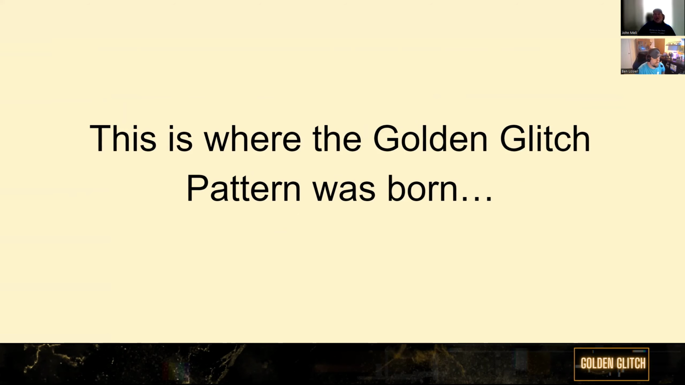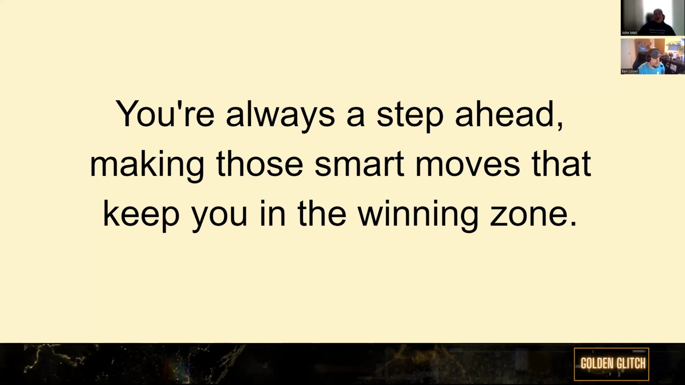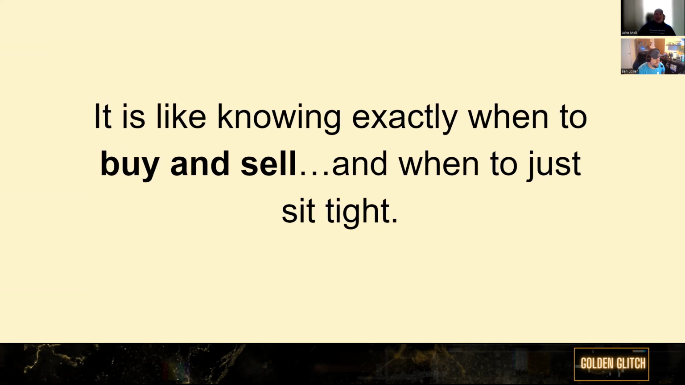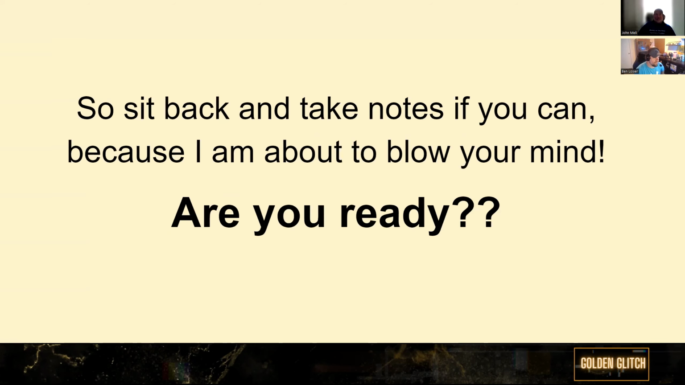This is where the golden glitch pattern was born. It's like having a secret playbook that predicts the big banks' trades. You're always a step ahead, making these smart moves that keep you in the winning zone. It's like knowing exactly when to buy and sell and when to just sit tight. I think it's finally time to reveal what this pattern looks like. So sit back, take notes if you can, because I'm about to blow your mind.